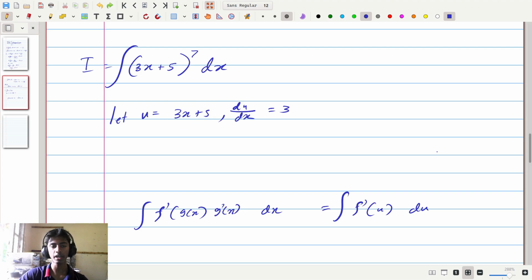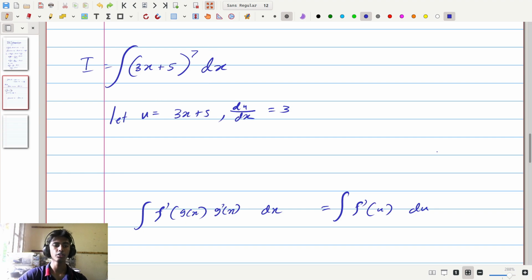So what we need to write is the integral of f prime of g of x times g prime of x, where g of x or u is 3x plus 5 and g prime of x or du by dx is 3. Currently we have f prime being equal to the 7th power and g of x being equal to 3x plus 5 within this integral I. However, we do not have g prime of x or 3 inside of this integral. So we somehow need to get a 3 inside of this integral.